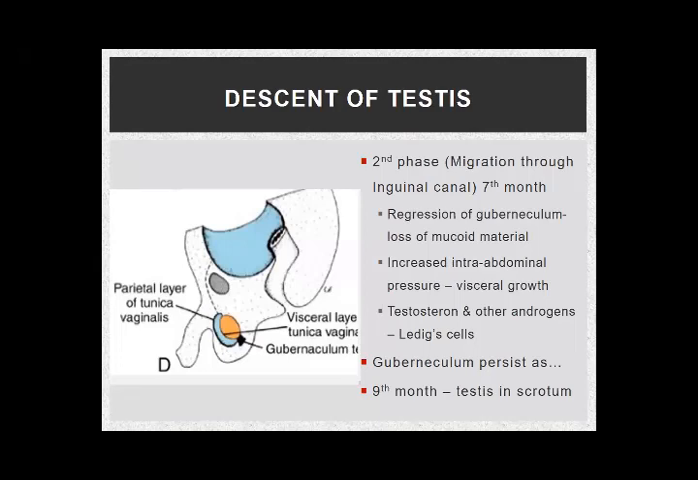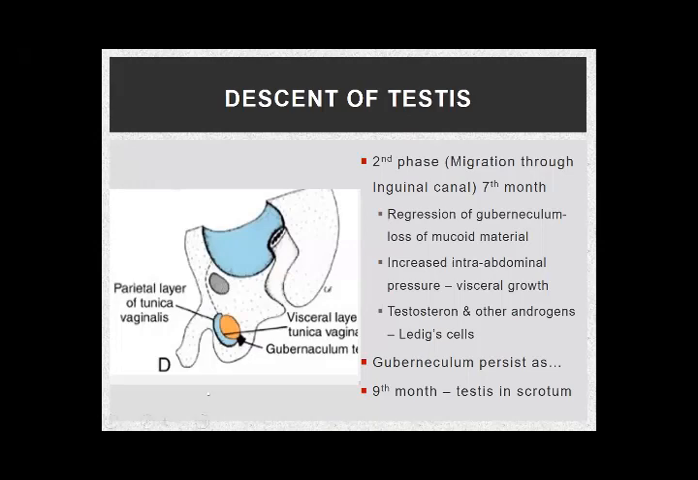Plus the testis now begins to secrete testosterone and other androgens. These hormones are secreted by the Leydig cells of the testes and they stimulate the testis to descend and come to lie in the scrotum.